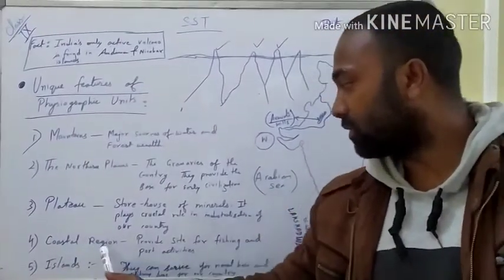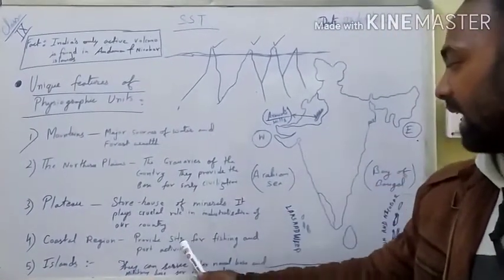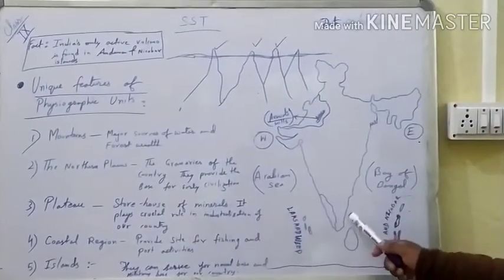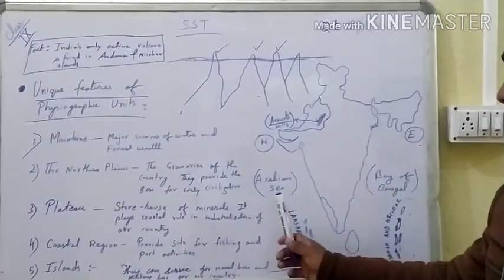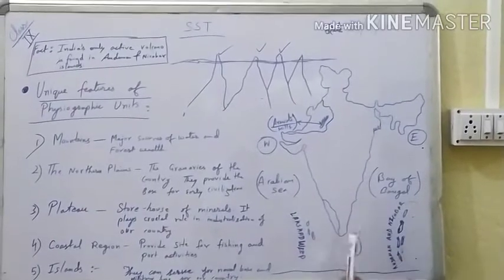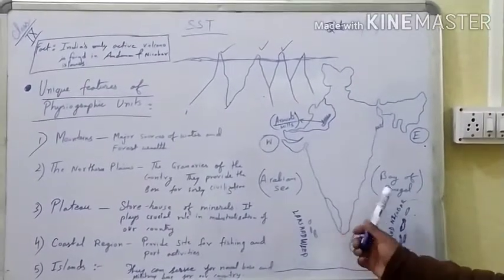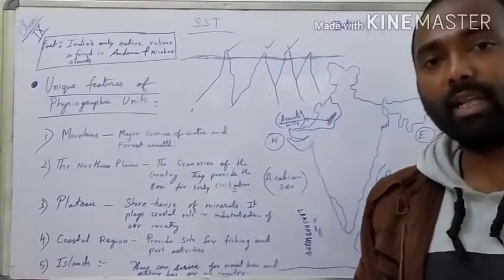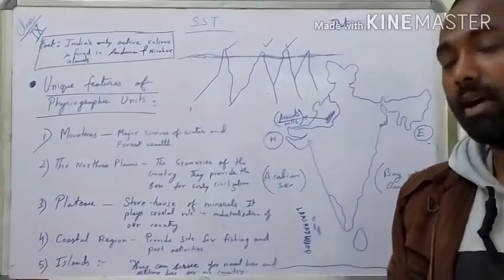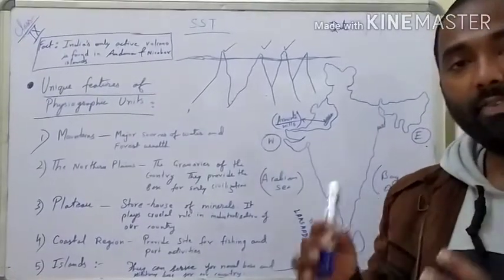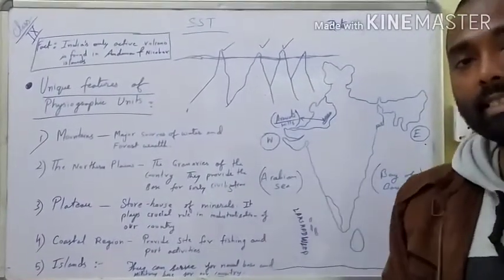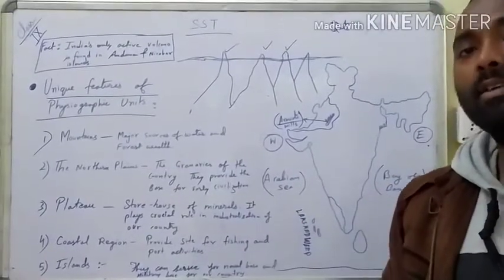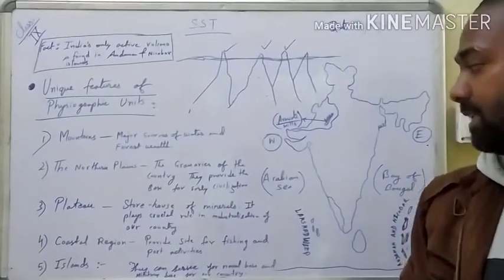Okay, the next one is the coastal region. The coastal region provides sites for fishing and port activity. As you can see, our coastal regions are here, located close to the Arabian Sea and Bay of Bengal. Both are very important for us. There are many ports located close to this coast. Another important factor about this place is fishing. Fishing is mostly done in this region, and the fish are exported to foreign countries as well as sold within the country.